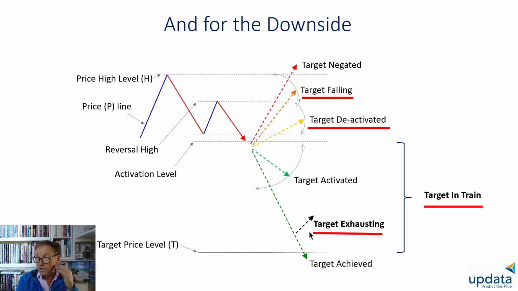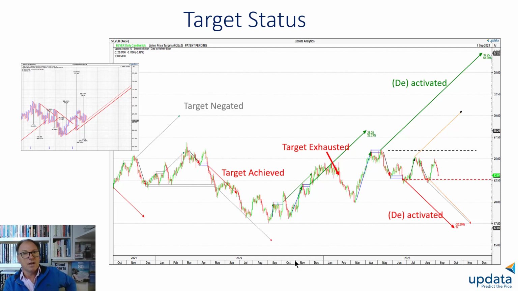Now, point and figure takes no account of time, so it just sits there. Whereas with a time-based chart, you can see the price starting to wander away from the track of the target. So again, that's quite valuable. Now, this is what one looks like. This is actually a chart of silver. This was back in September.